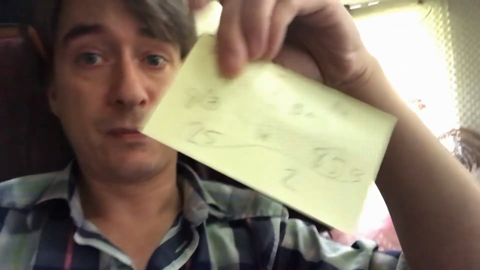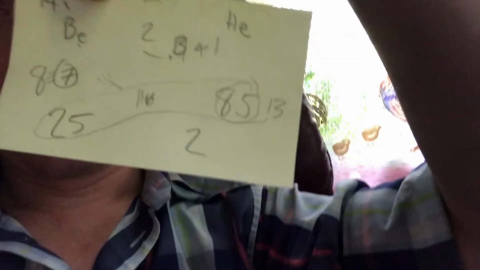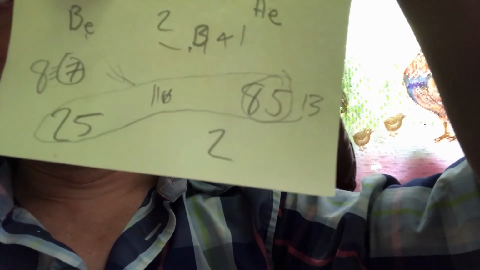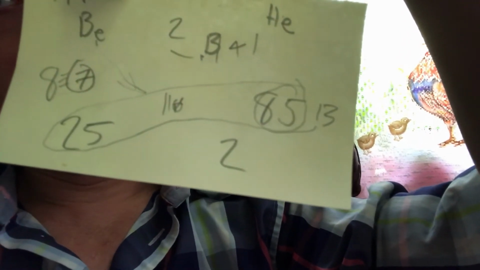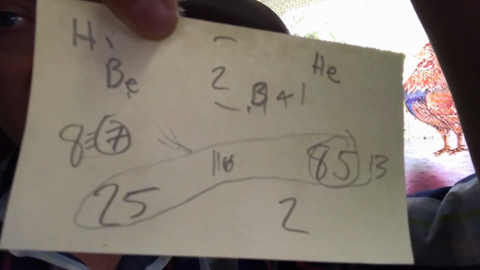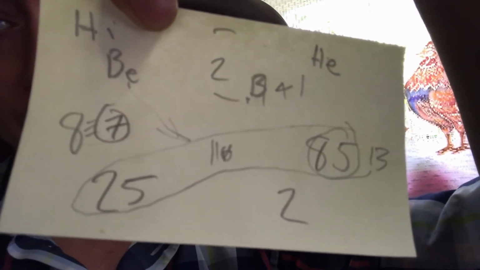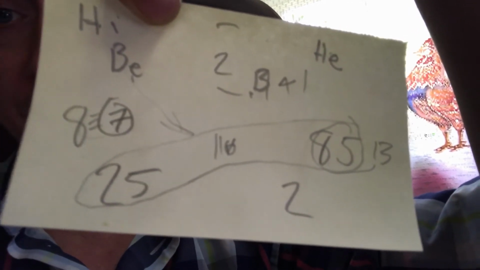In the last paper that we did together, I wrote that an 8 is a circled 7. It's on a paper. That's a 1. The 8 is a circled 7. That's your 1 of 7. The 85 is a 13. The 85 and the 25 is 110.